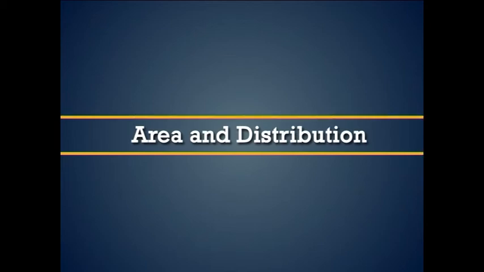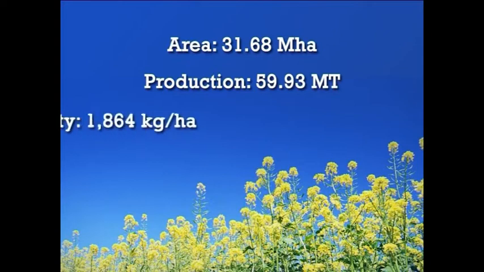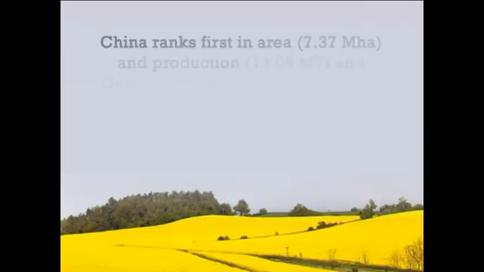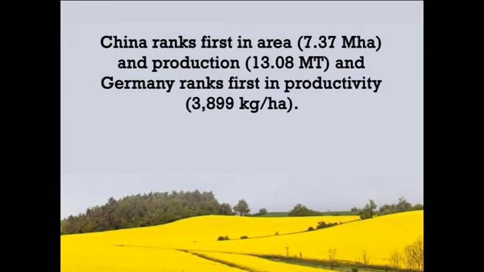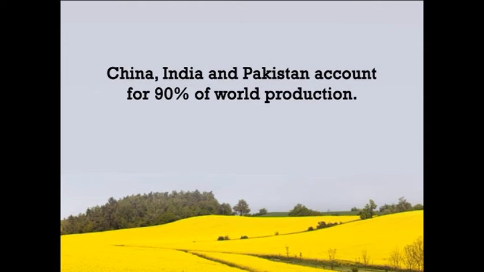Now let's have a look at the area and distribution of rapeseed and mustard. The area, production and productivity of rapeseed mustard in the world are 31.68 million hectare, 59.93 million tons and 1,864 kg per hectare respectively. China ranks first in area, that is 7.37 million hectare, and production, that is 13.08 million tons, and Germany ranks first in productivity, that is 3,899 kg per hectare. China, India and Pakistan account for 90% of world production.